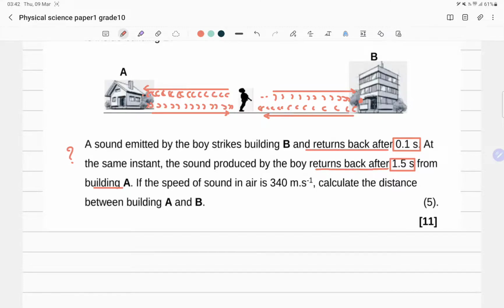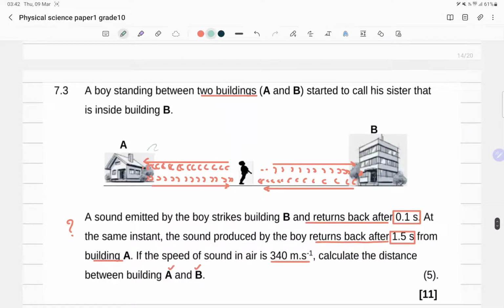But I always make a habit of trying to milk blood if there's no milk. So I don't understand this question. If the speed of sound in air is 340 meters per second, calculate the distance between building A and B. So our target is to know how far these buildings are from each other.